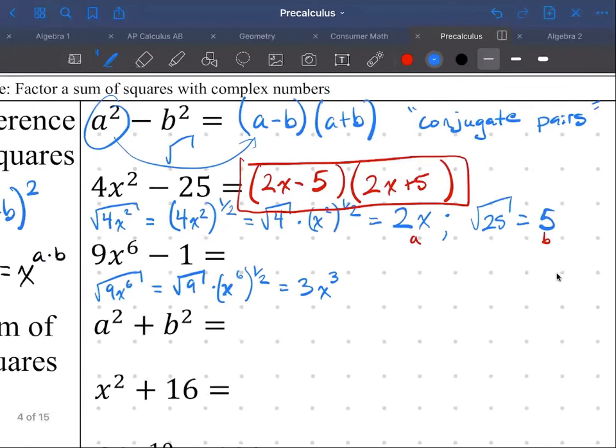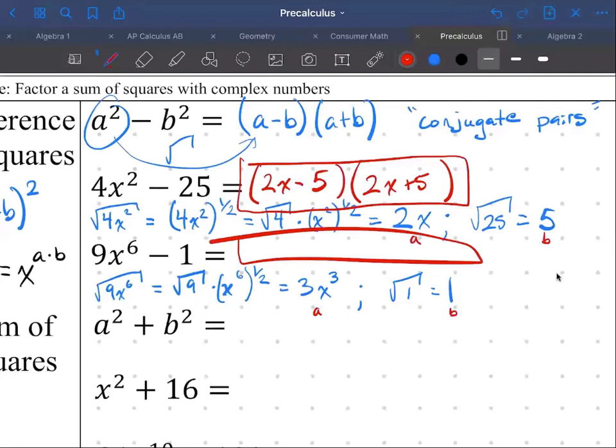And here, I'll do the easy part for you guys. The square root of 1 is 1. Whew, I did all the heavy lifting there, okay. So now I have my a, I have my b again. My a is 3x to the power of 3. My b is 1. Plugging into our formula yet again gives us what? What goes here? A conjugate pair. Who's got it?